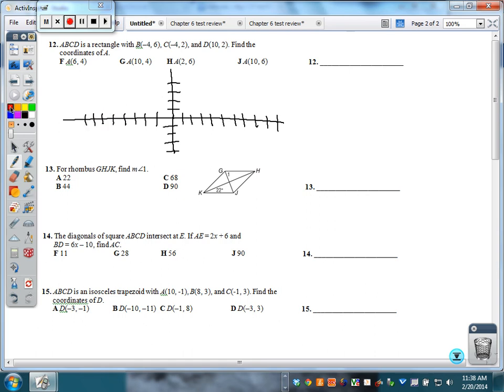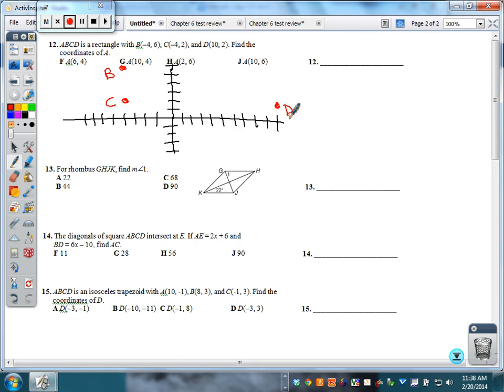All right, let's go ahead and plot some points. So the first point, -4. We're going to need a little more room in our y-axis here. So we have -4, 6. That's going to be B. We have -4, 2. That's going to be C. We have 10, 2, which is going to be D.